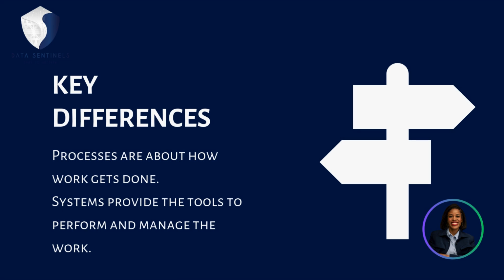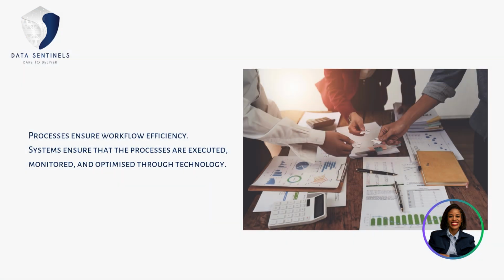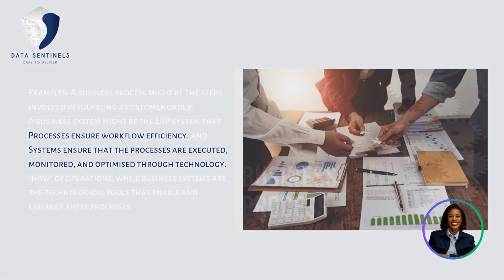The key difference between the two is processes are about how work gets done. Systems provide the tools to perform and manage the work. To reiterate, processes ensure workflow efficiency. Systems ensure that the processes are executed, monitored, and optimized through technology.